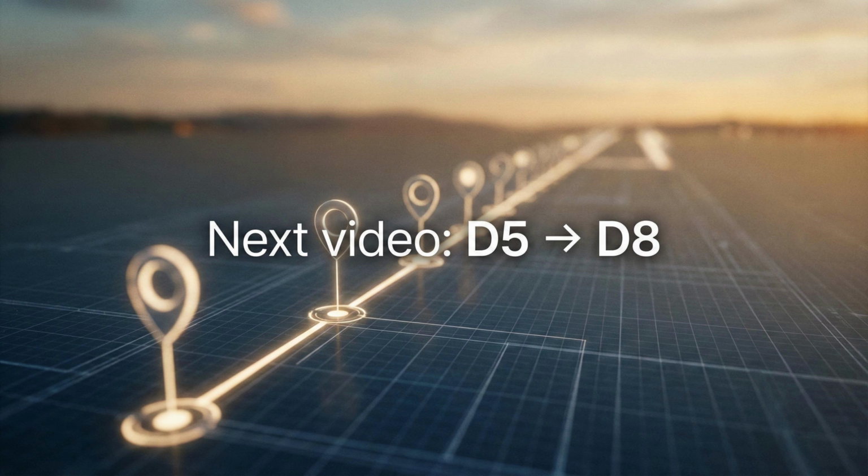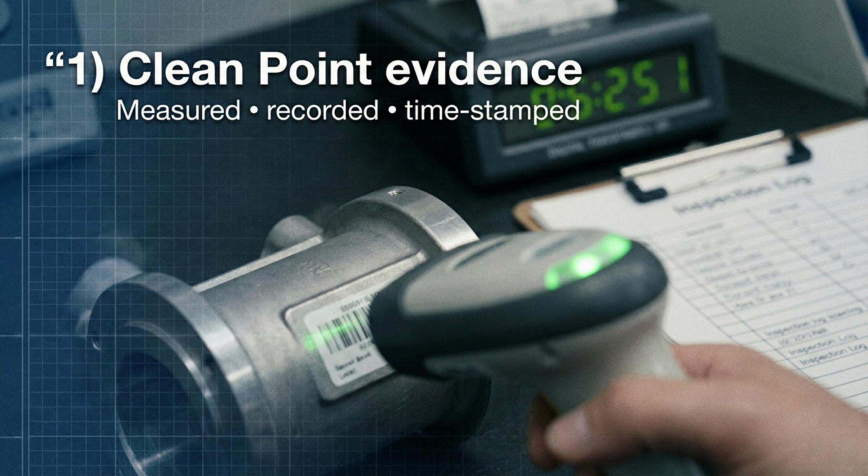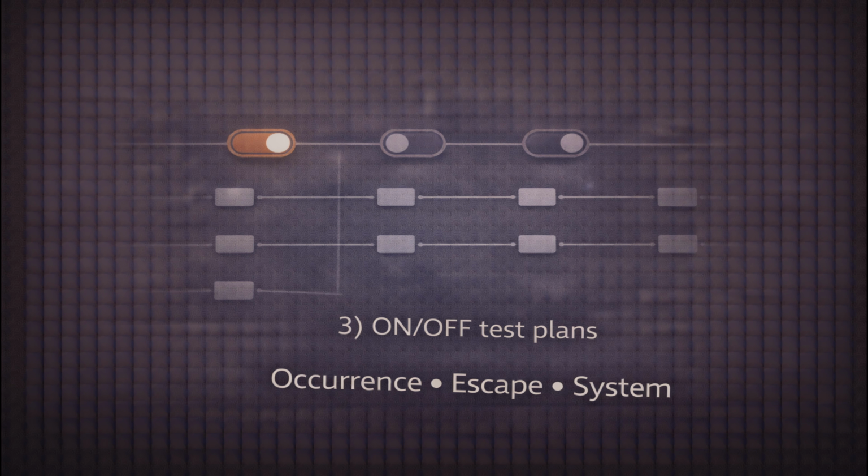In the next training video, we'll cover D5 to D8, how to select permanent corrective actions, verify them, and strengthen the system for good. But first, put these 3 into practice now. Clean point evidence, IS/IS-NOT plus MSA, and on/off test plans for occurrence, escape, and system. These are the game-winning moves in the first half of your 8D.